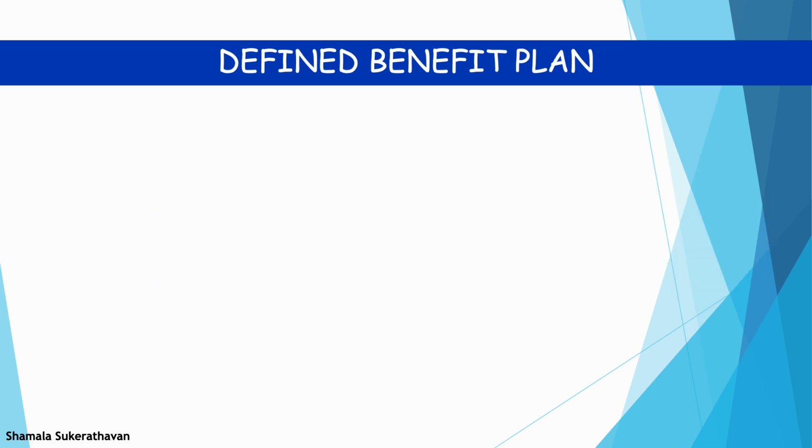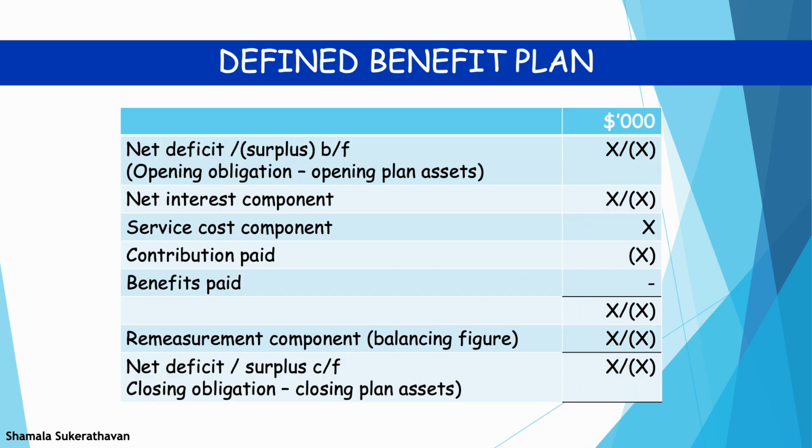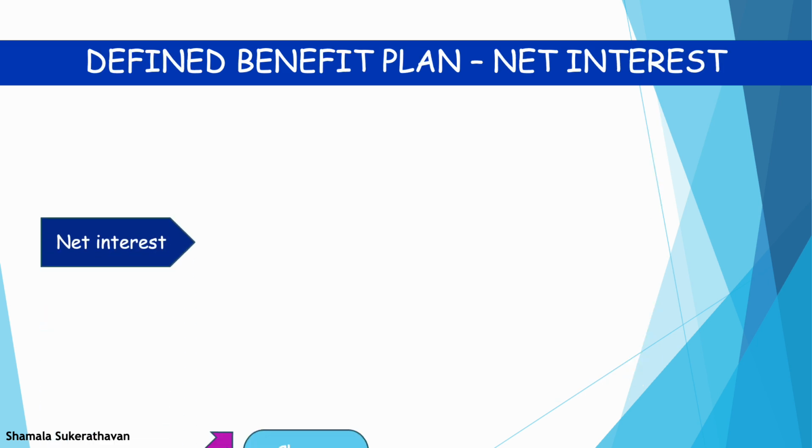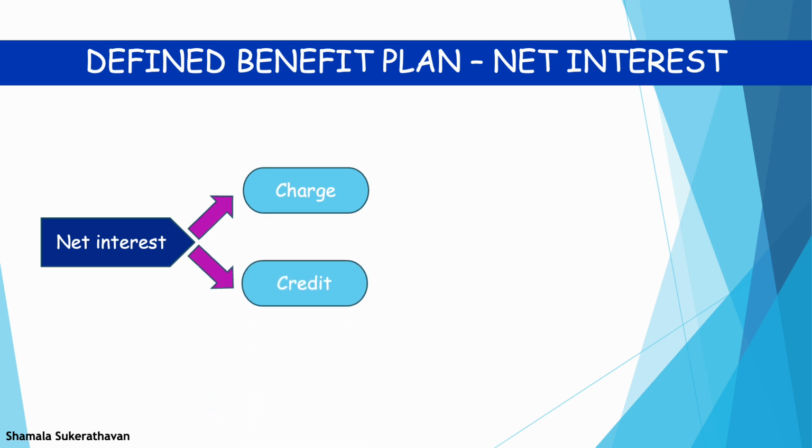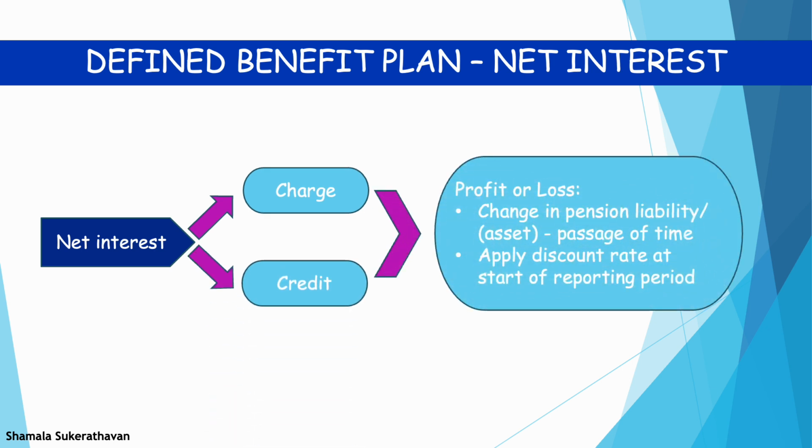An entity should provide a reconciliation of the movement in its net defined benefit plan liability or asset over a reporting period. Each of the components contributing to the year-on-year movement shall be discussed separately, starting with net interest component. Net interest is charged or credited to the profit or loss by applying the discount rate at the start of the reporting period to the net defined benefit liability or asset. Net interest cost reflects the change in net defined benefit liability or asset due to the passage of time.